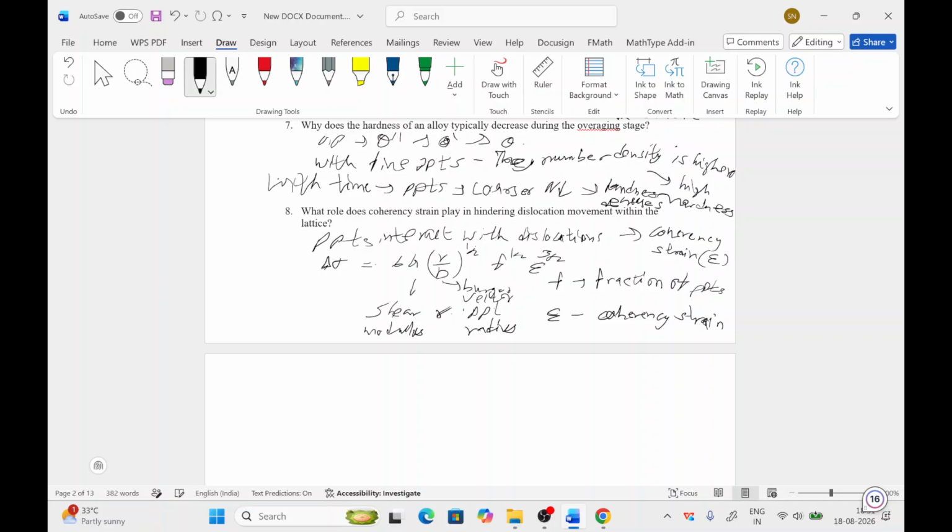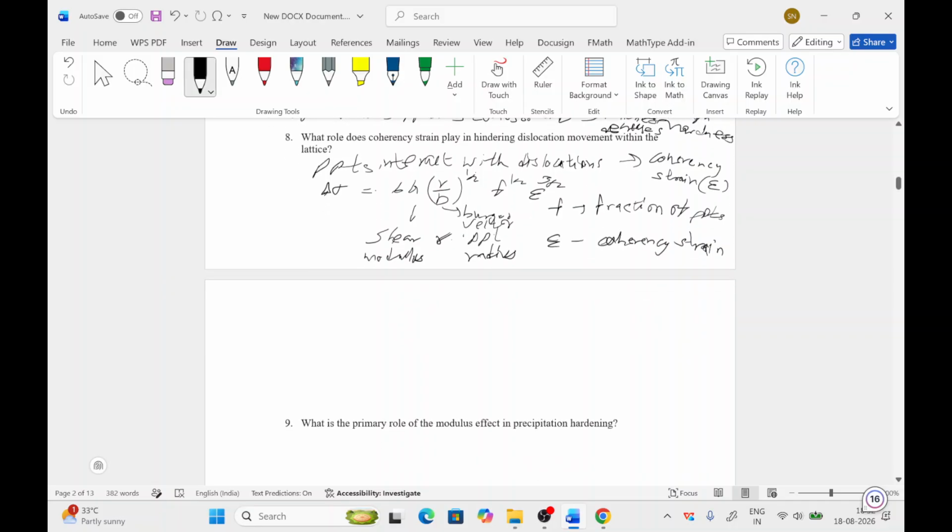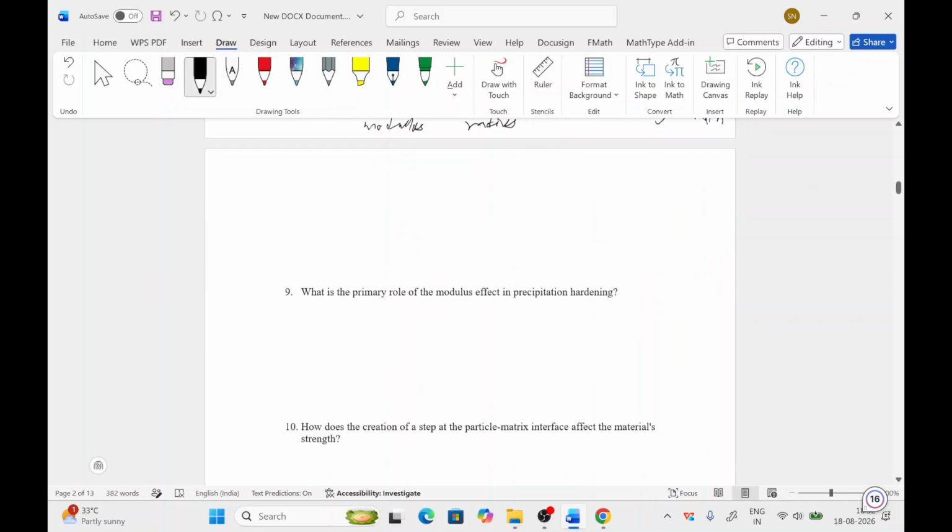Because of the interaction with dislocation, we have to apply more stress to overcome the dislocation hindrance. So the coherency strain restricts the motion of dislocation from the aluminum matrix to the precipitate and increases the strength of the material.